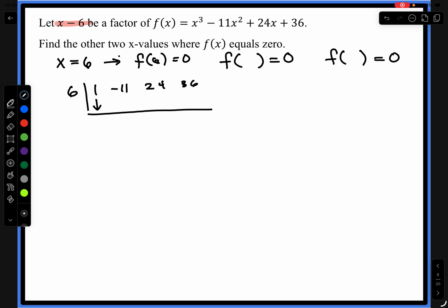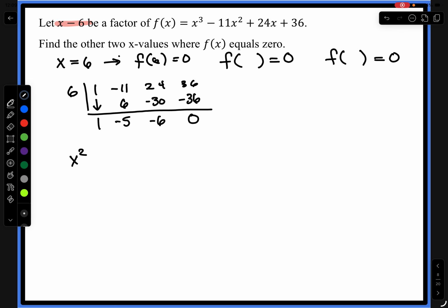So we're going to bring down the 1, and multiplying 1 with 6 is going to give us negative 6. I'm sorry, positive 6. What am I thinking? And that's going to give us a negative 5. We're going to multiply that negative 5 with 6, which is negative 30, and that's going to give us a difference of negative 6. And then multiplying that negative 6 with the positive 6, that's negative 36. Added with the positive 36 gives us 0.